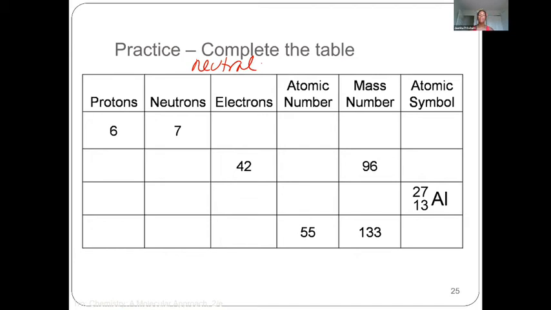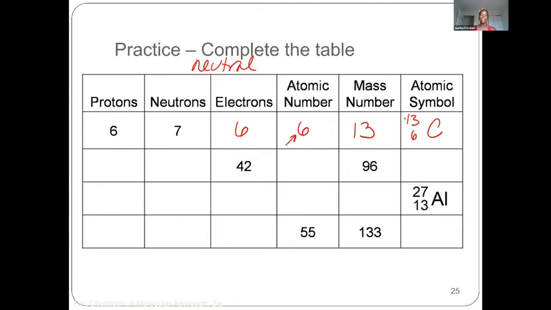So up first, if we have a neutral atom that has 6 protons and 7 neutrons, well, we would assume that the electrons should be 6 because, again, we're dealing with a neutral species. Protons equal electrons. The atomic number in this case would be 6 as well because that's equivalent to the number of protons. The mass number would end up being 13, and that's from adding our protons plus our neutrons. And so based off of this, remember the atomic number or the protons, that's how we identify the element.